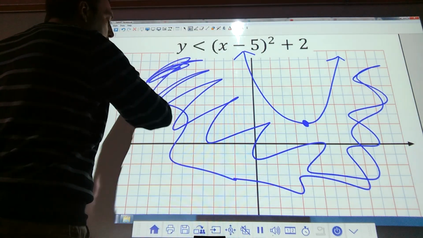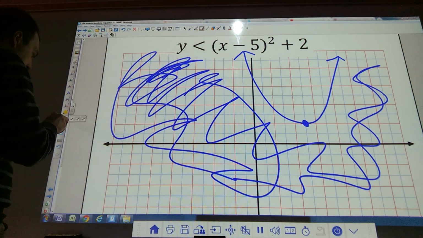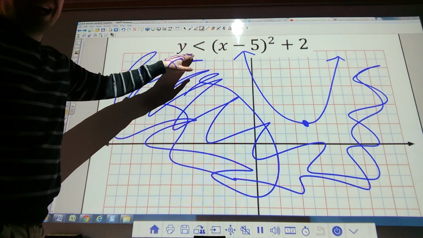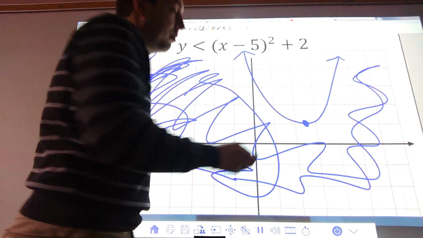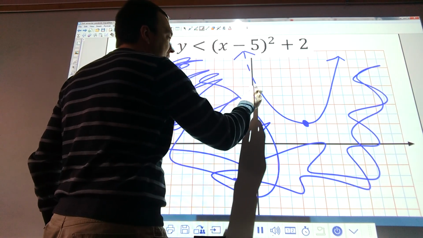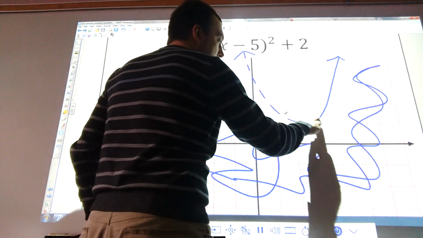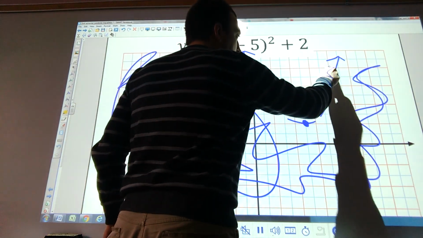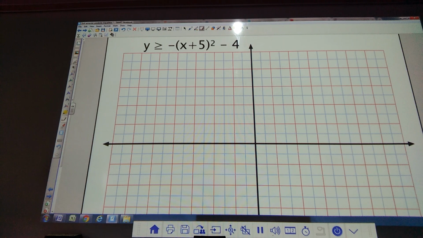And then there's one last thing that's not hard, but we can't forget to do, is if it does not have an equal to, then this is a dotted parabola. If it has an equal to, we keep it there. But since there's no equal to, it's dotted. So there is our answer. All right, how about you try one, and then that'll be it. Go ahead and try this one.